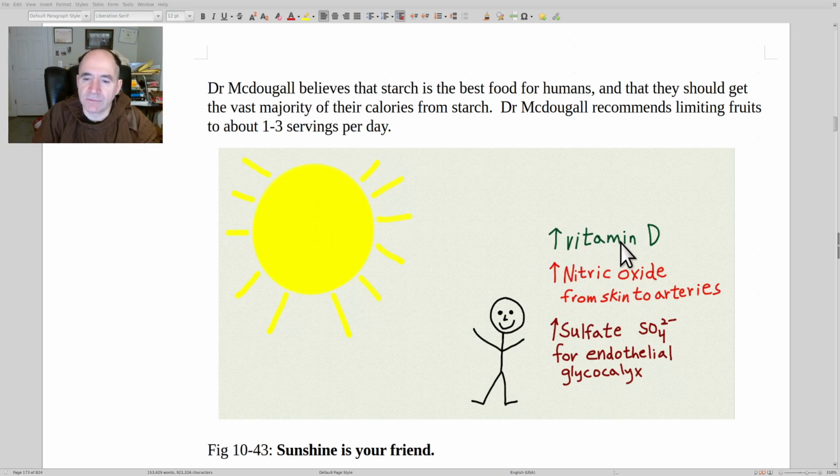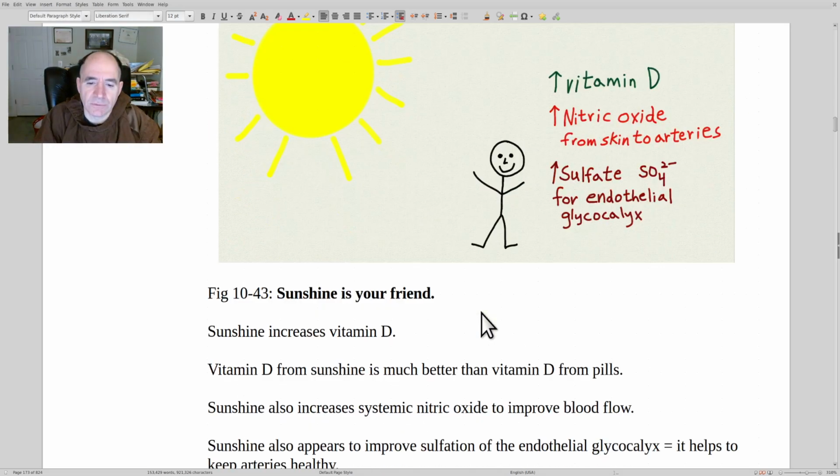Sunshine's your friend. It increases vitamin D, and increases nitric oxide from your skin to your arteries, the precursors for it, so systemic vasodilation. It also does certain things that help the sulfates in your endothelial glycocalyx. But the bottom line is it's good to get some sunshine. We're designed to get sunshine. Much better to get your vitamin D from the sun than from a pill, because you're getting more than just vitamin D.